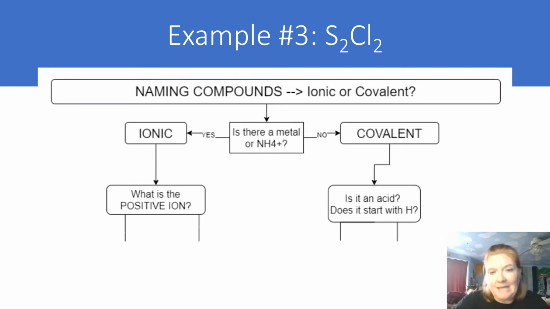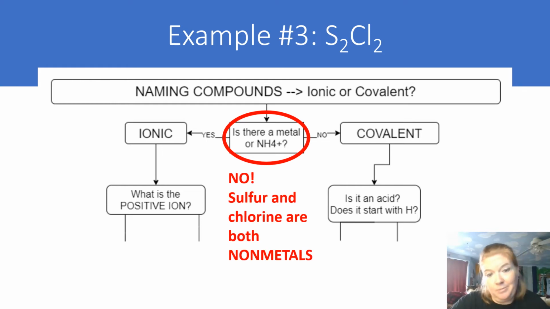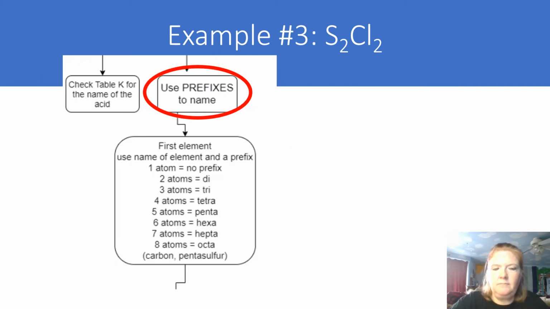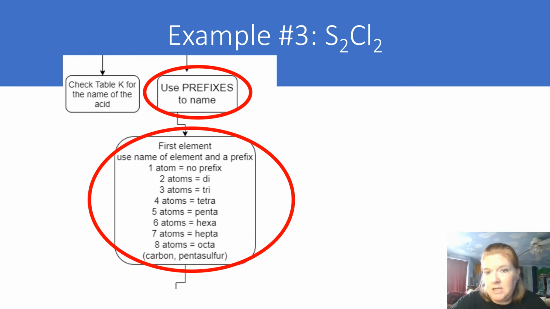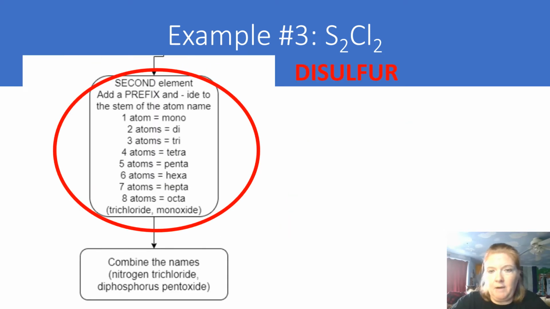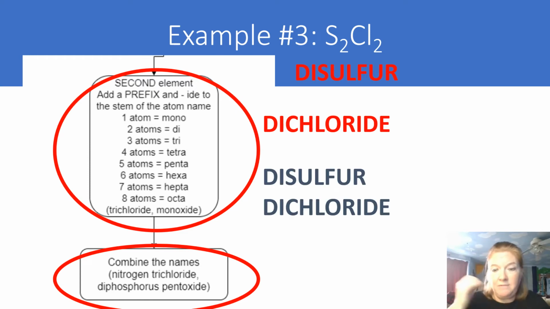Okay, next example, S2Cl2. So is there a metal? No. Sulfur and chlorine are both nonmetals, so it's covalent. Since it's covalent, does it start with an H? Is it an acid? No. So we use prefixes to name it. So the first element, we're going to use a prefix. First element, sulfur, 2 of them, disulfur. Look at the second element. How many? 2. But we don't say chlorine. Remember, the second element, we change the ending, so dichloride. So combine the names. We have disulfur, 2 sulfur, dichloride, 2 chlorines.